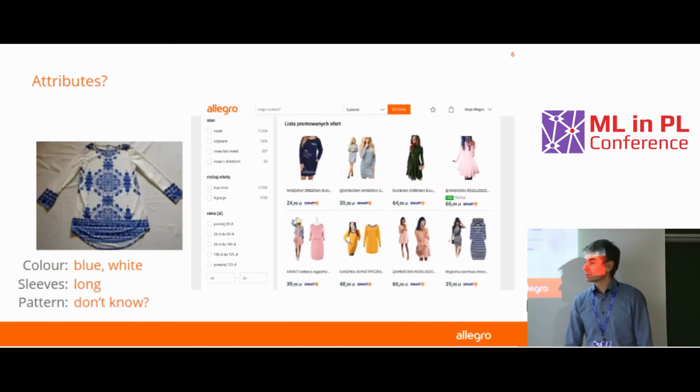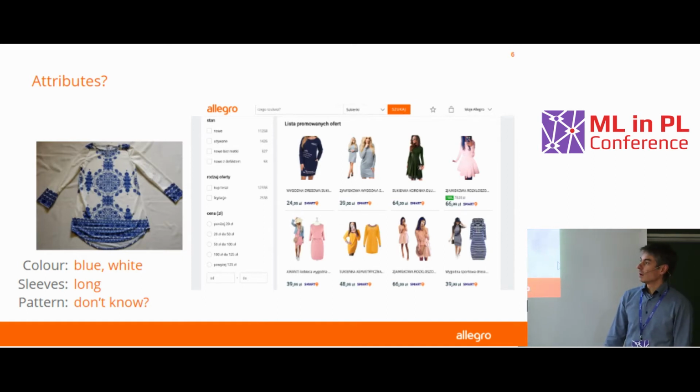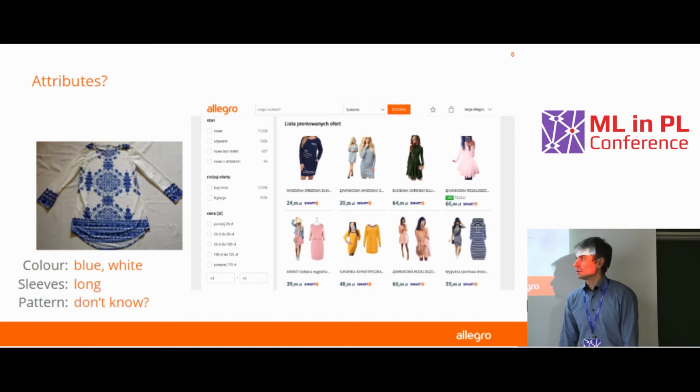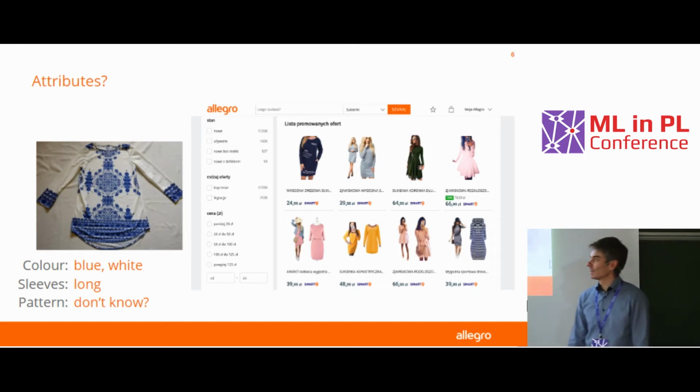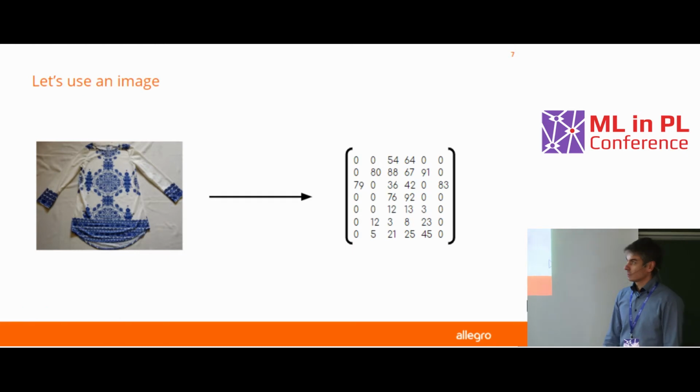But what about such dress? What colors should we choose here? Blue or white? Sleeves long, okay, but what pattern? Chinese porcelain? There is no such pattern on Allegro filters. But we have a picture.